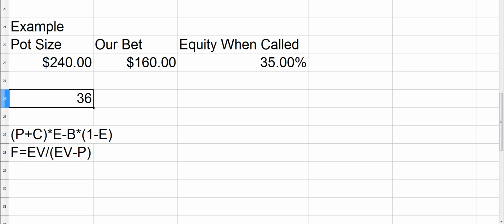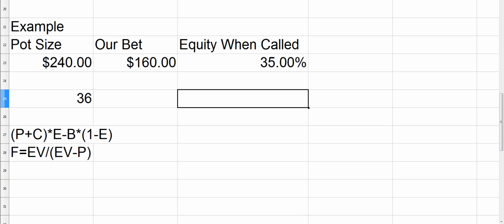We have $36 in equity when called. That's a positive number, which is different from our last situation, which was a negative number. So we'll see the effect of that in a second. So we plug that in to the equation.